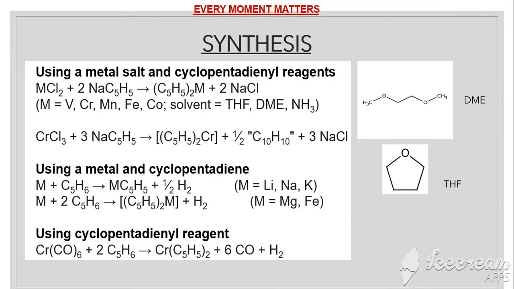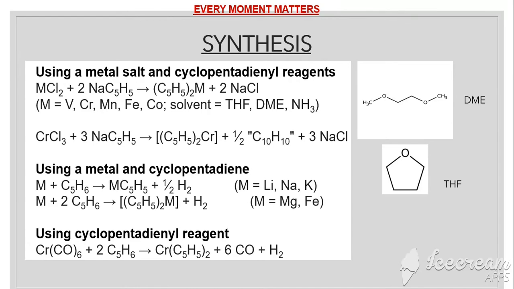This is more favorable for reactions like lithium, where metal is lithium, sodium, or potassium. However, there is an alternate reaction also given for magnesium and iron. Let's move on to the third method, which implies using cyclopentadienyl reagent. Now, this type of reaction is available for a variety of products. For example, thallium cyclopentadienide reacts with metal halide to give thallium chloride, which is poorly stable.